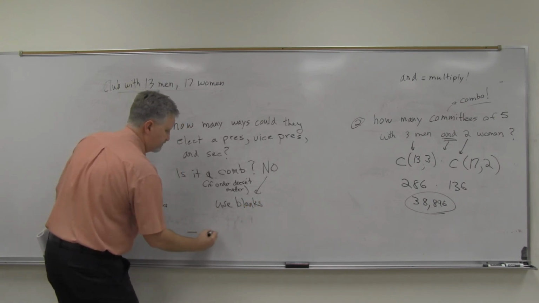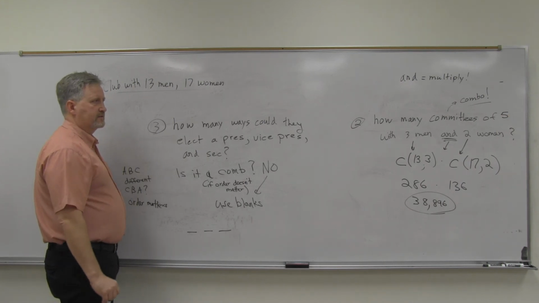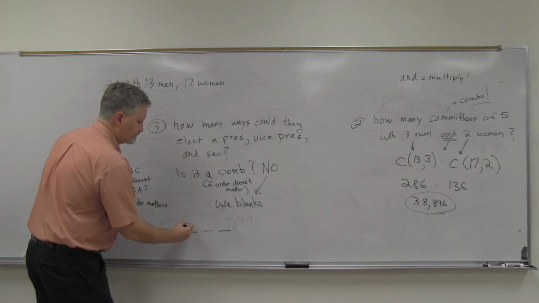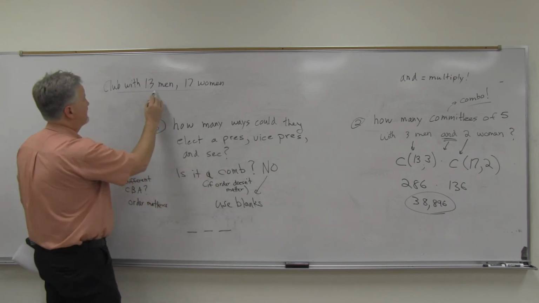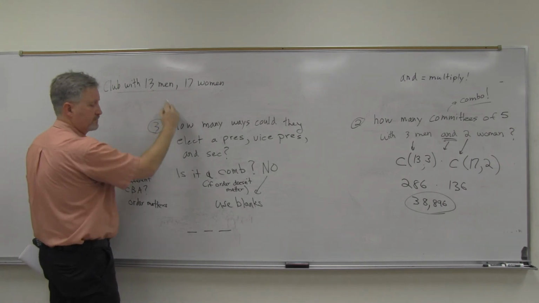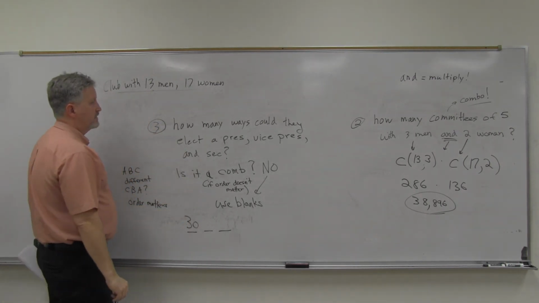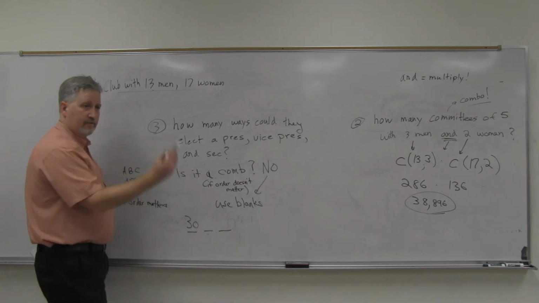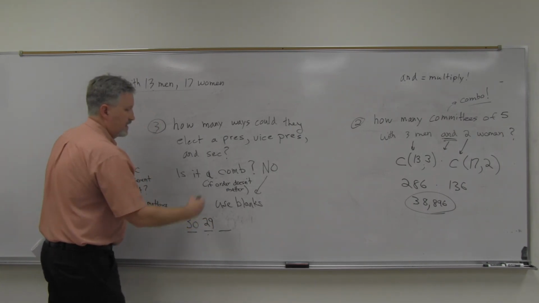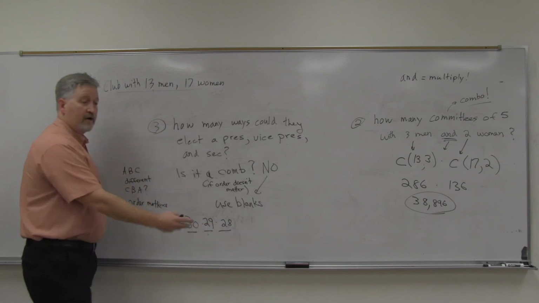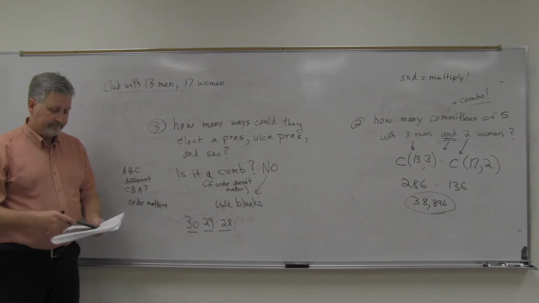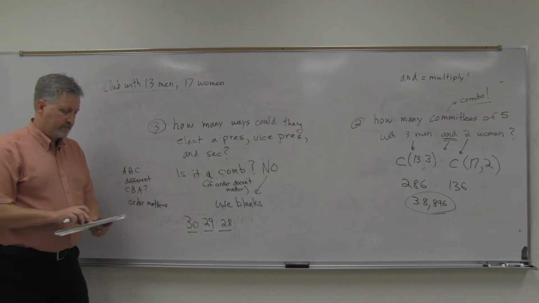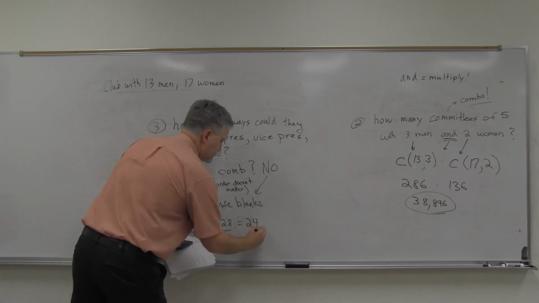So we've got president, vice president, secretary. All right, so how many choices do we have for president? 30. Could either be a man or a woman. How many for the second blank, the vice president? Well, you can't repeat, so 29, and then 28. So we're not going to use the combinations there, we're just going to multiply those together. $24,360.